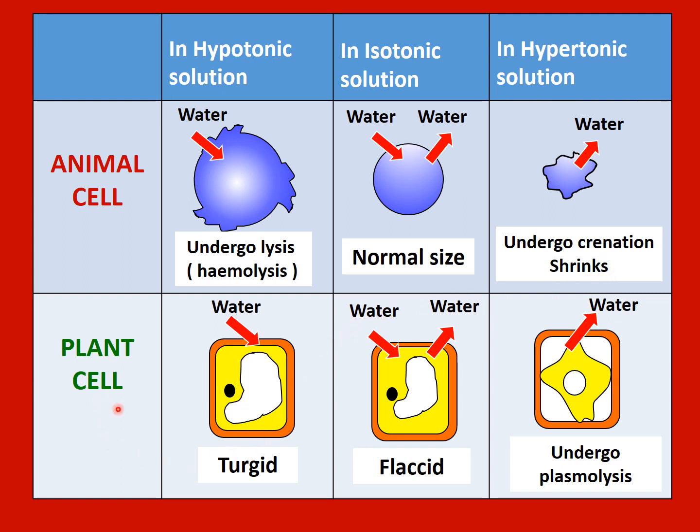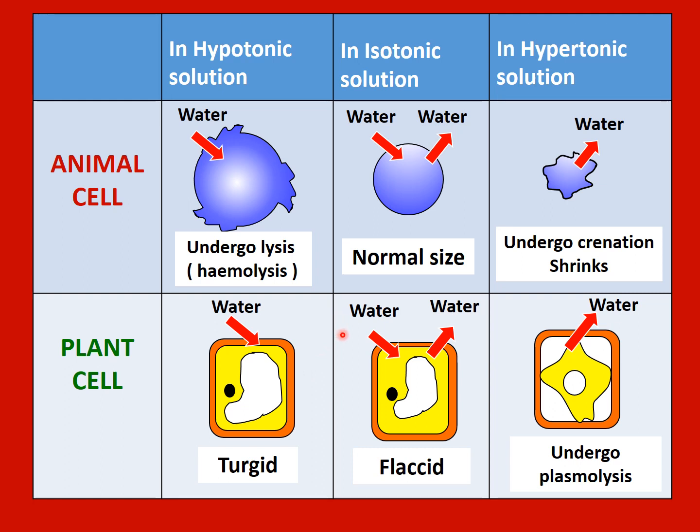For plant cells in hypotonic solutions, water will diffuse in by osmosis, and there's net movement of water into the cell by osmosis, and the cell will become turgid. The plant cell will maintain its basic shape because of the rigid cell wall.